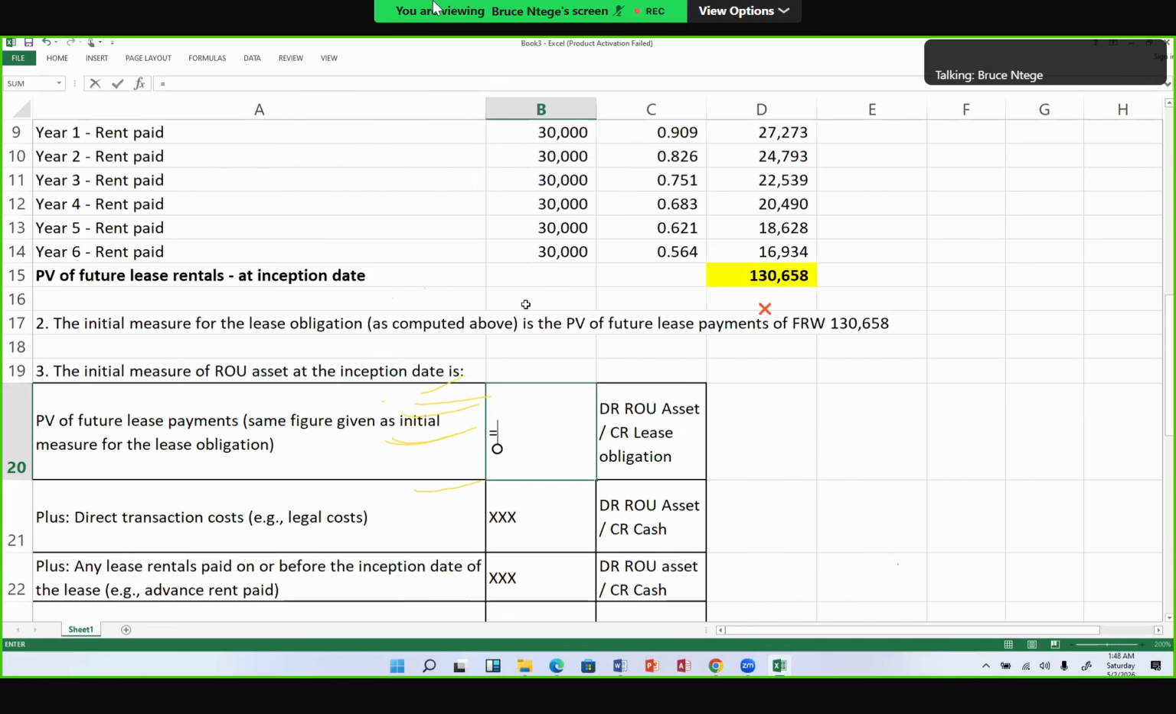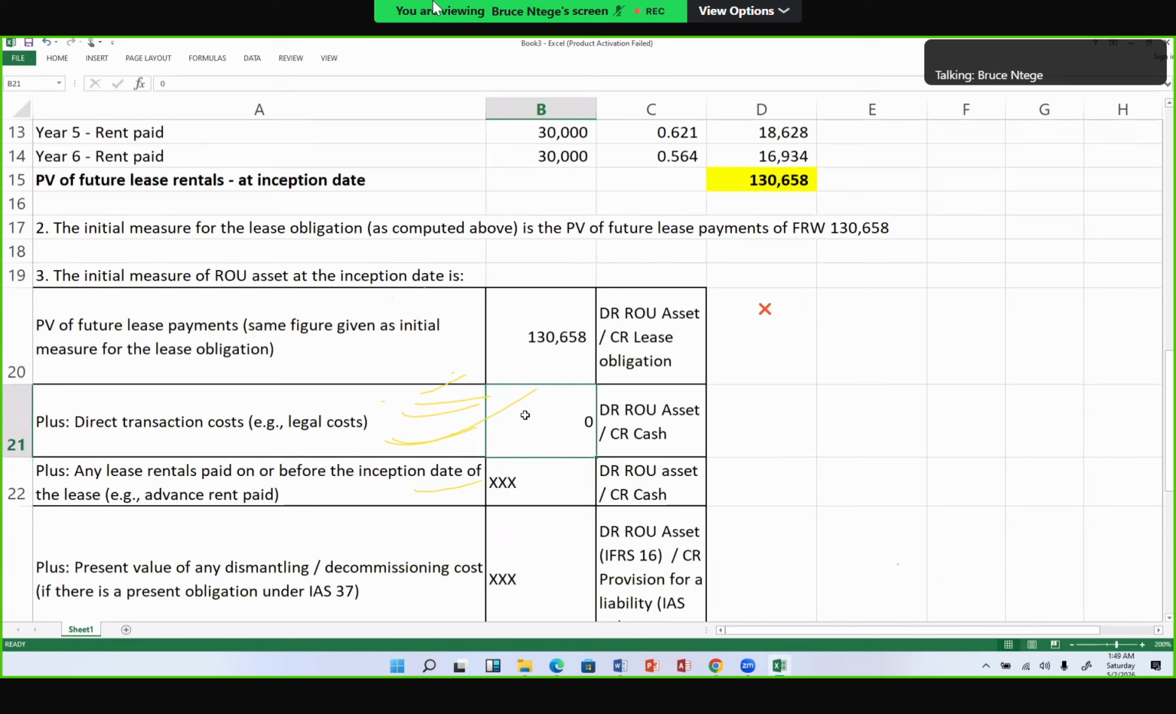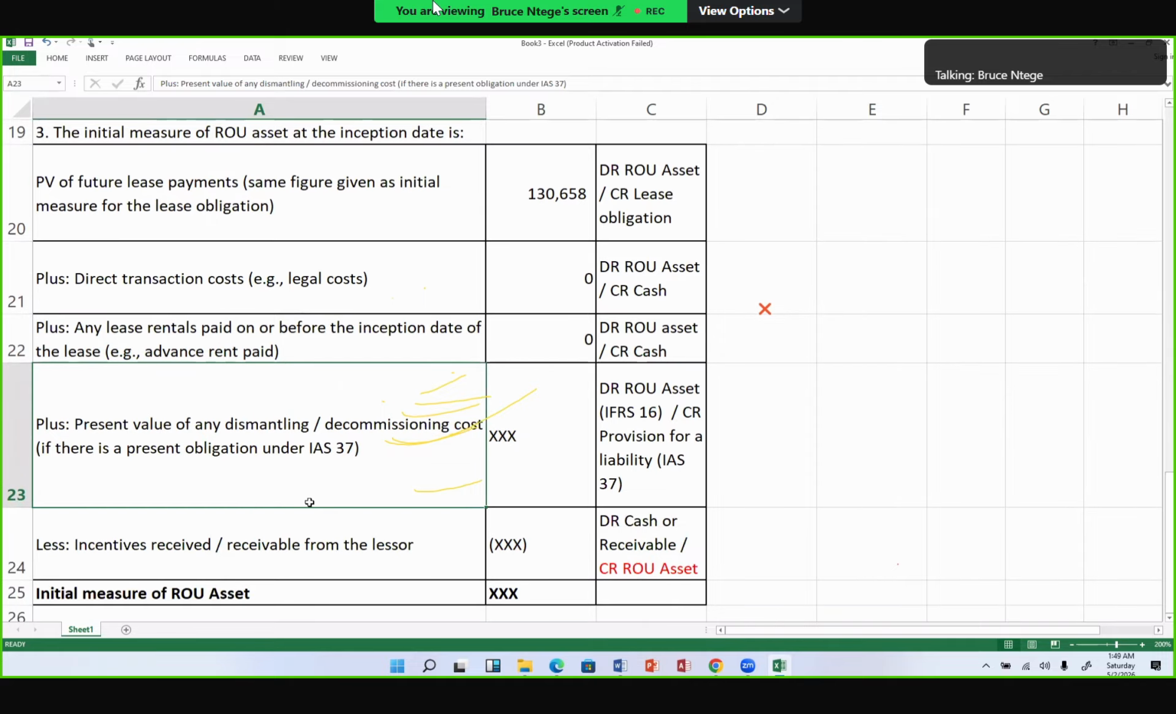That figure is 130,658, which you have debited on the right of use asset in that transaction and credited on the lease obligation, which you said in number 2. So that statement is repeated. You've already done it. But we're not given any direct transaction costs, so that means we have a 0 there. In the exam, if you're not given, don't struggle to say I'm putting it there. It's of no use. They will not mark it. Just like here, we're not given the lease rentals that could have been paid in advance, so I have a 0 there. Again, now we've been given the present value of the dismantling cost. We need a working too.